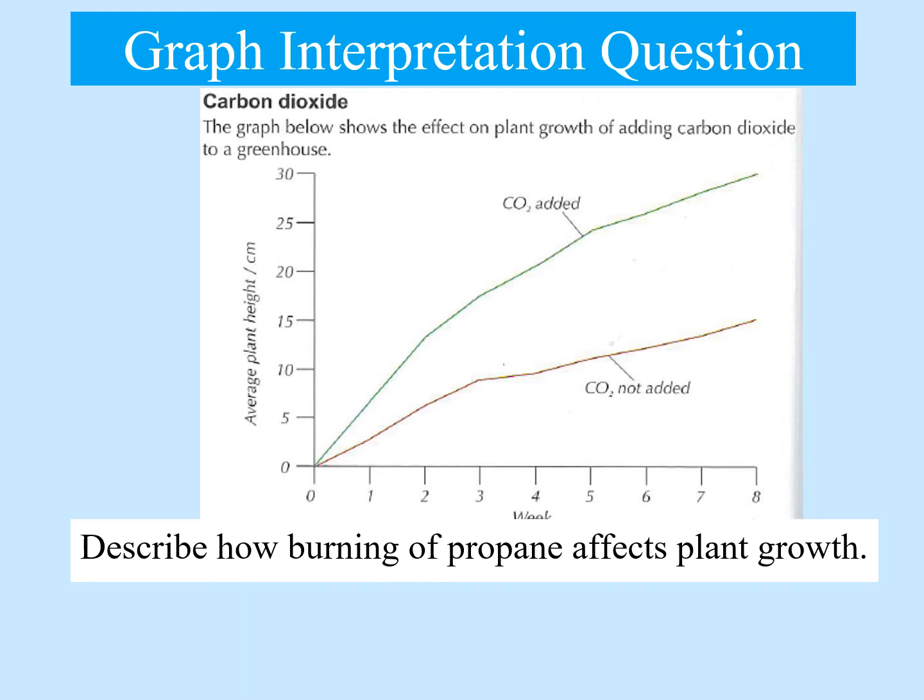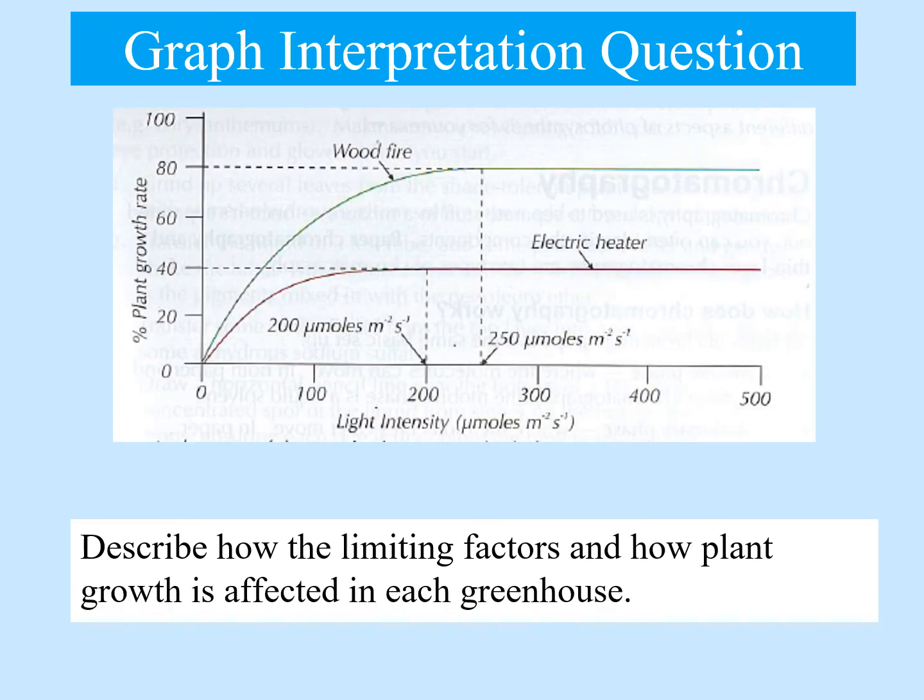So you can see here, carbon dioxide added or not added affects the average plant height, and therefore carbon dioxide is a limiting factor. As you add carbon dioxide, the rate of growth increases. And here you've got a different version which just shows you the light intensity with different heaters and how that can affect it. So again, light intensity is your limiting factor on the electric heater graph until here, and then it becomes something else.